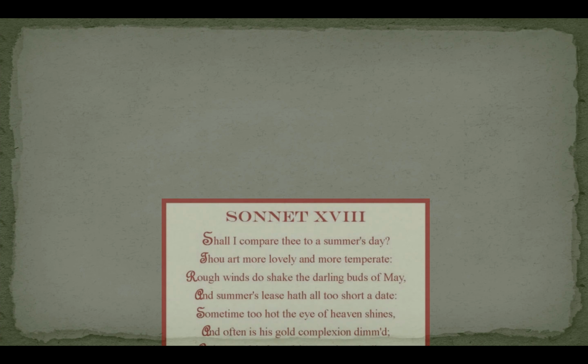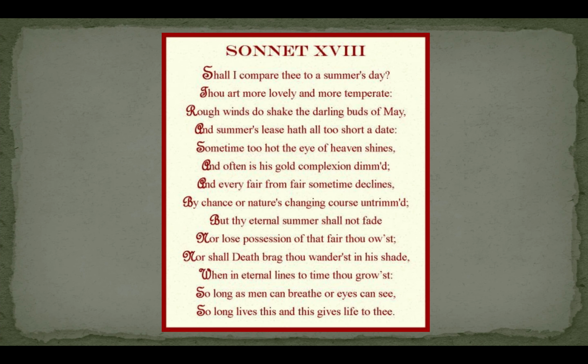All right, so what's the problem? Okay, so first of all, we know we're going to compare someone to a summer's day. We know that the speaker is saying that this person is better than summer. And then we're saying that there are some problems with summer, that bad things happen or there are rough winds that shake the flowers. Summer's too short. It only lasts 3 months. So we know that's a problem.